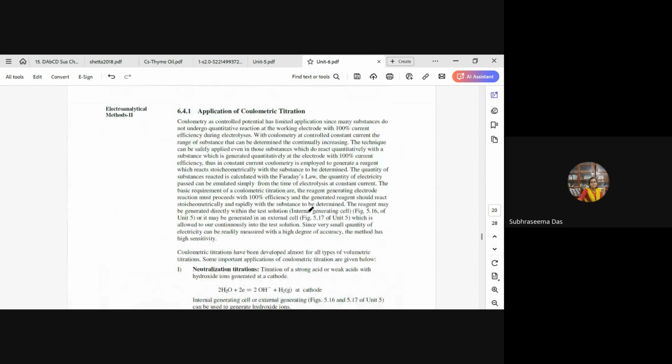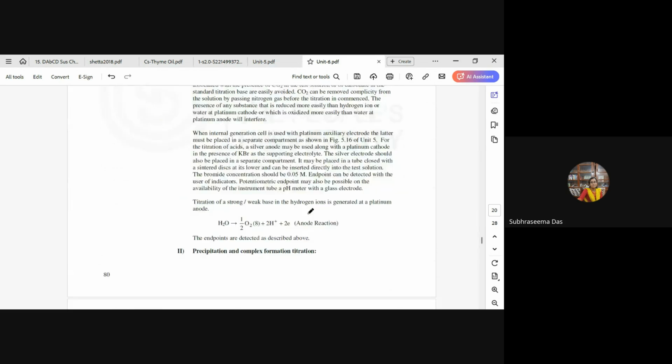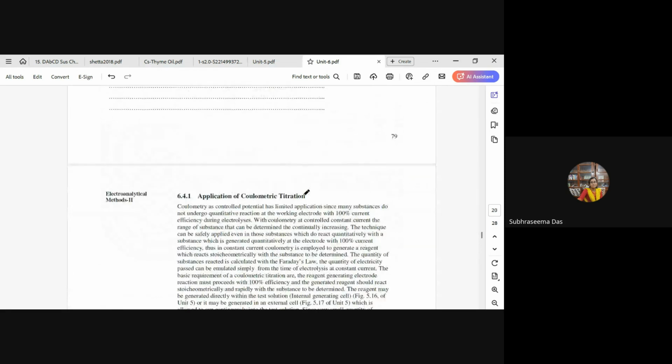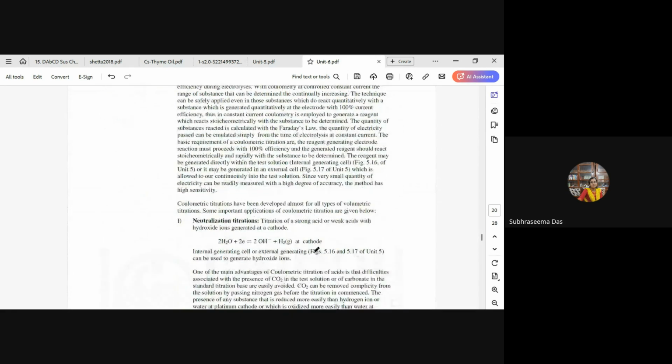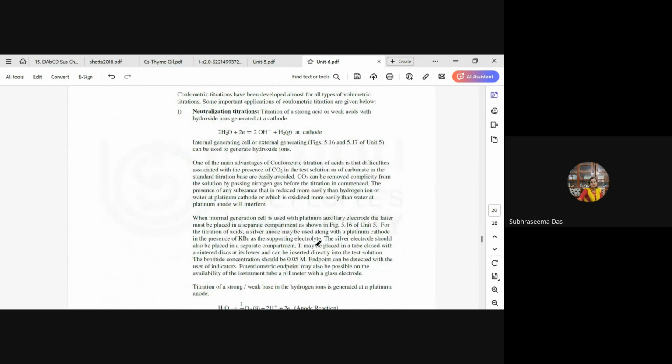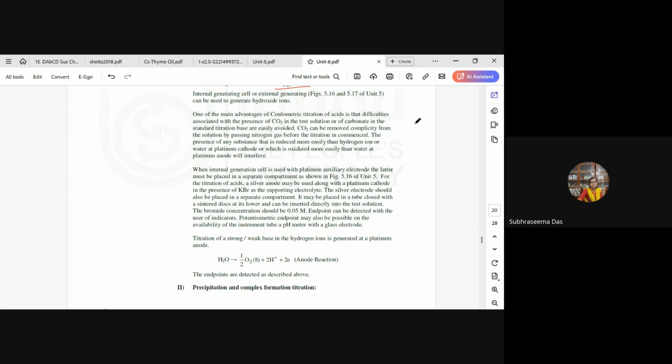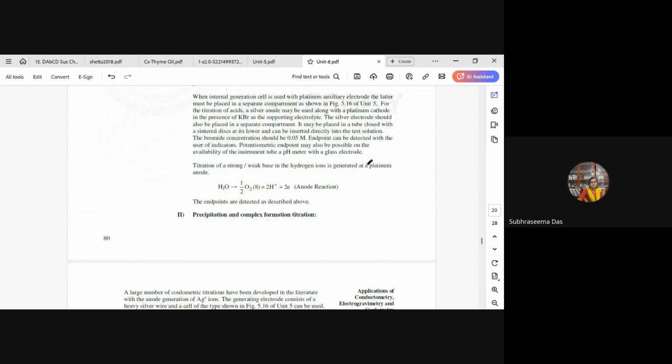Now coming to applications of coulometric titration. The first we will talk about is the neutralization titration. It involves the titration of strong or weak acids. Here we can see at the cathode hydrogen is generated. This is for the titration of a strong acid or strong base. One of the main advantages of coulometric titration of acid is that the CO2 in the test solution can be removed by passing nitrogen through the cell.